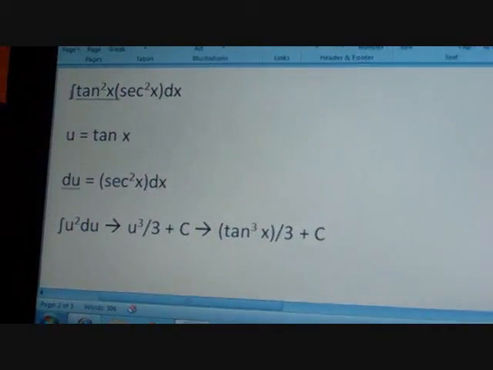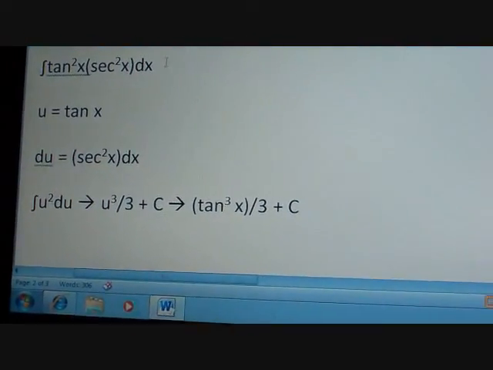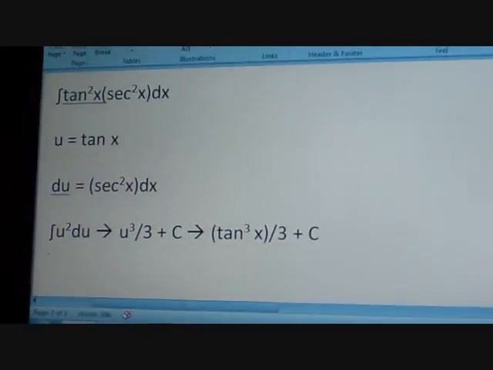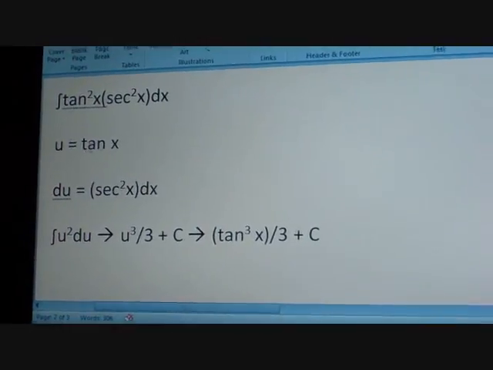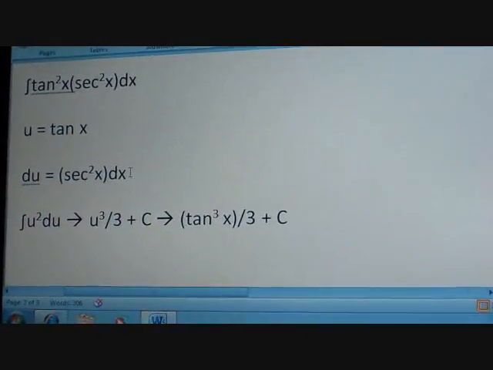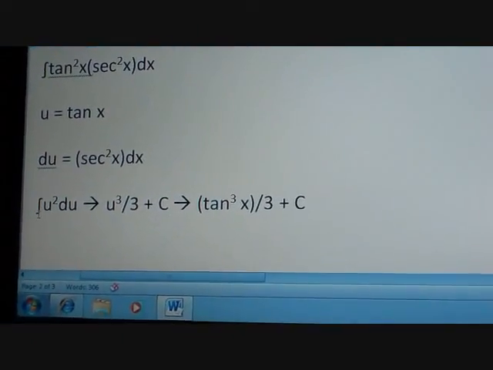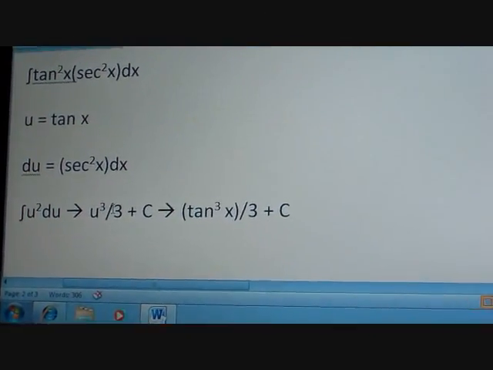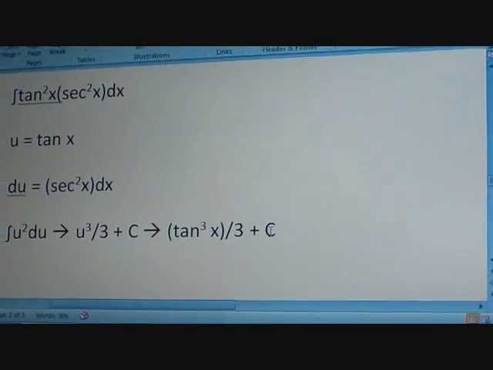A very similar problem where we have to take the integral of tangent squared x secant squared x dx. Here we also see that the derivative of tangent is secant squared x, so we decide to pull tangent out as our u. Deriving it gives us du equals secant squared x dx, which we can plug back in up here. Pulling everything down, we get the integral of u squared du, which becomes u cubed divided by 3 plus c, which gives us tangent cubed x over 3 plus c.